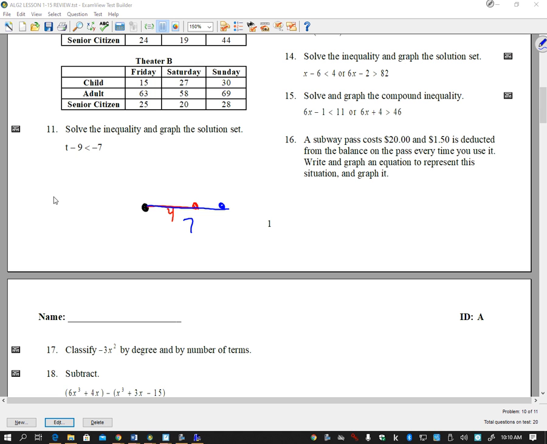So we know that the distance that they live from each other is either going to be greater than or equal to 3 miles. Right? They can't live any closer than 3 miles.